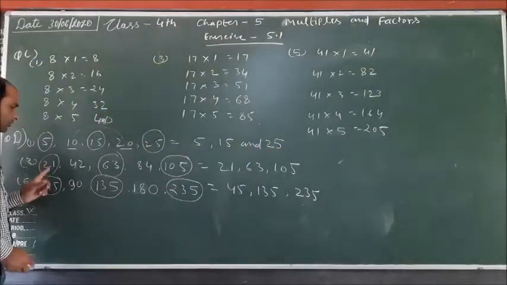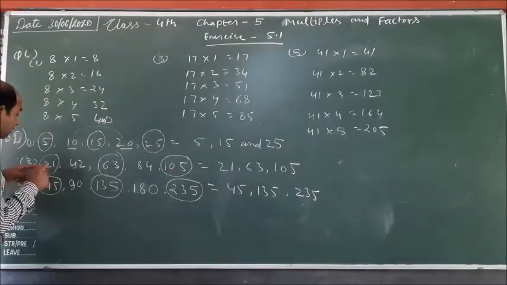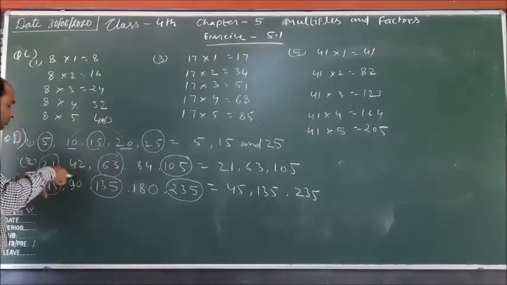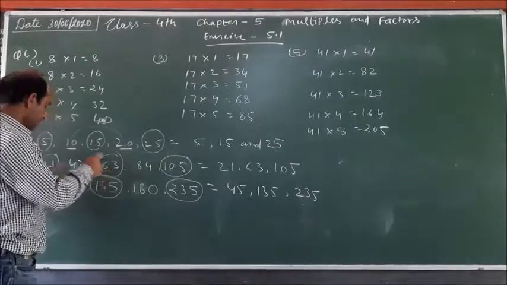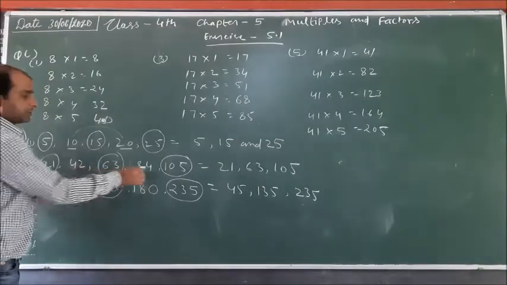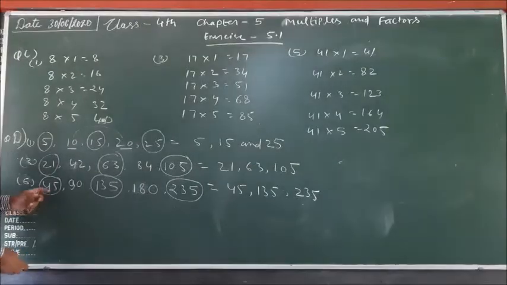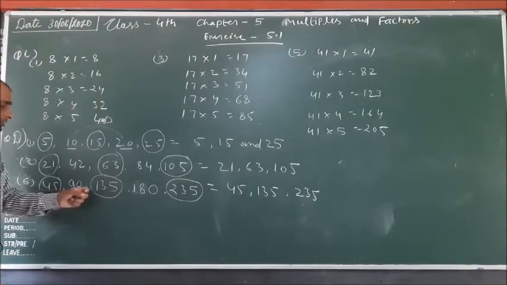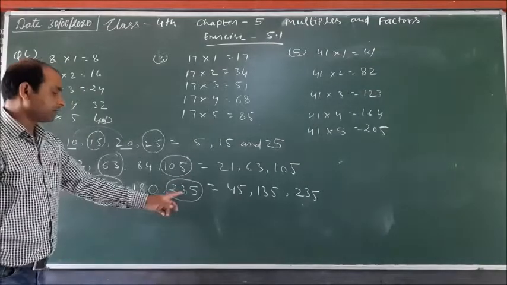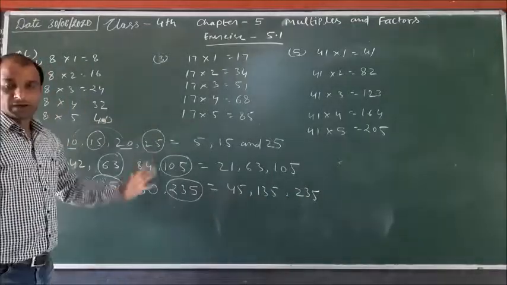Same, third question: 21, 42, 63, 84 and 105. How do 21, 42 come here? 21 multiplied by 2 equals 42, 21 multiplied by 3 equals 63, 21 multiplied by 4 equals 84. So 21, 63 and 105 are odd multiples. And the sixth question: 45, 90, 135, 180, 235. So 45, 135 and 235 are odd multiples of 45.